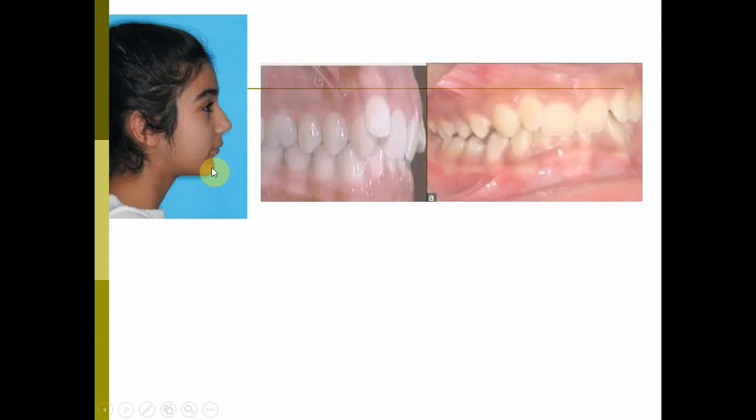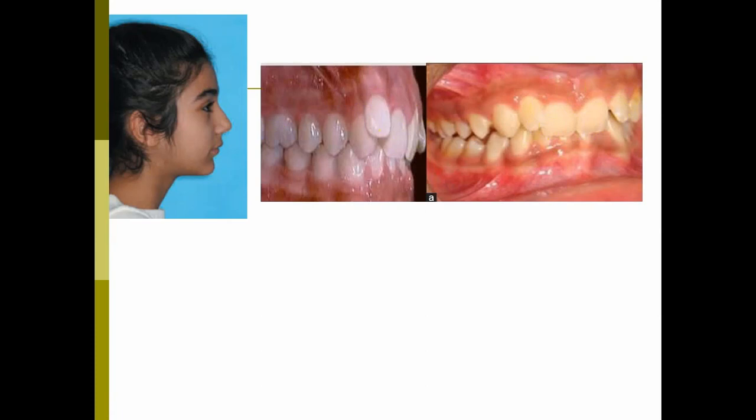Now, suppose you have a patient like this. If you look at the patient, she is class 2, maxilla in front, mandible behind, and that's her intraoral picture. So what's this incisor relationship called? It's a class 2 molar, and the incisor relationship is your retroclined upper incisors with labially tipped lateral incisors. So this is a typical class 2 division 2 incisor relationship.